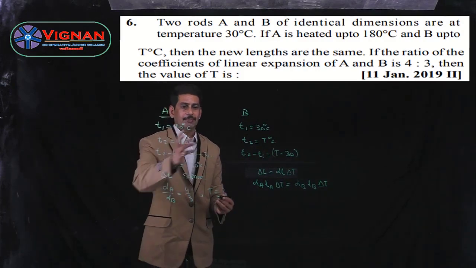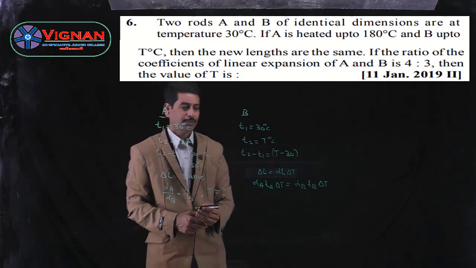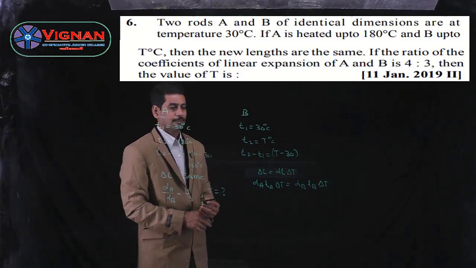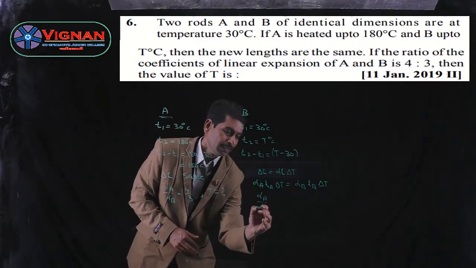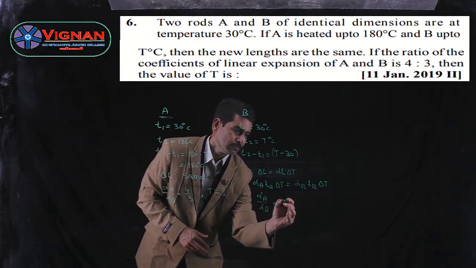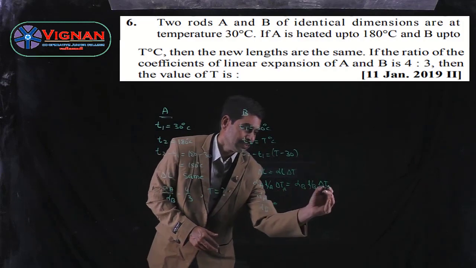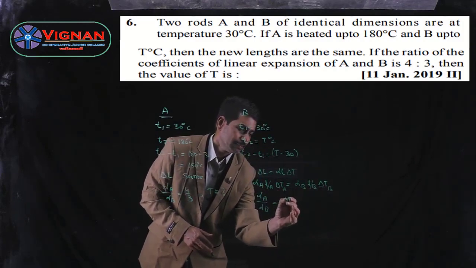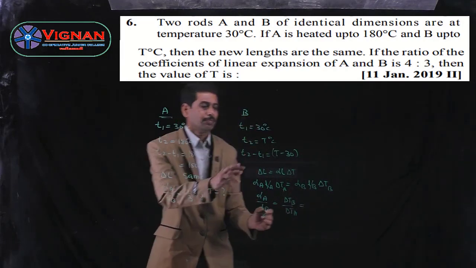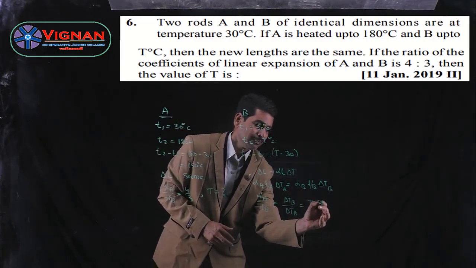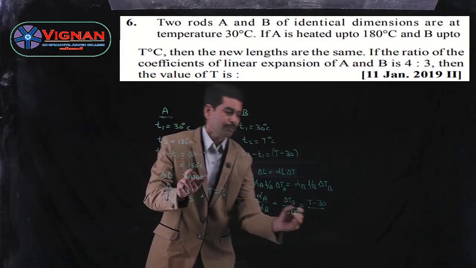And the length is the same for both the rods. So alpha A by alpha B is given as 4/3. So alpha A by alpha B is equal to, so length of A and length of B are the same. So this is the delta T of A and this is the delta T of B. So it's nothing but delta T of B by delta T of A, which is nothing but, for B it is T minus 30 and for A it is 150.